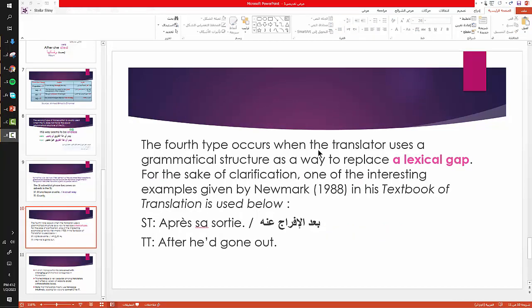The fourth type occurs when the translator uses a grammatical structure as a way to replace a lexical gap. Lexical gap يعني فجوة لغوية. For the sake of clarification, one of the interesting examples given by Newmark in his textbook of translation is used below. So, après sa sortie is a French sentence. French language is known by its richness, يعني لغة بلاغية كبيرة، قوة في المعاني وقوة في الكلام. They use fewer words to convey deeper meaning.